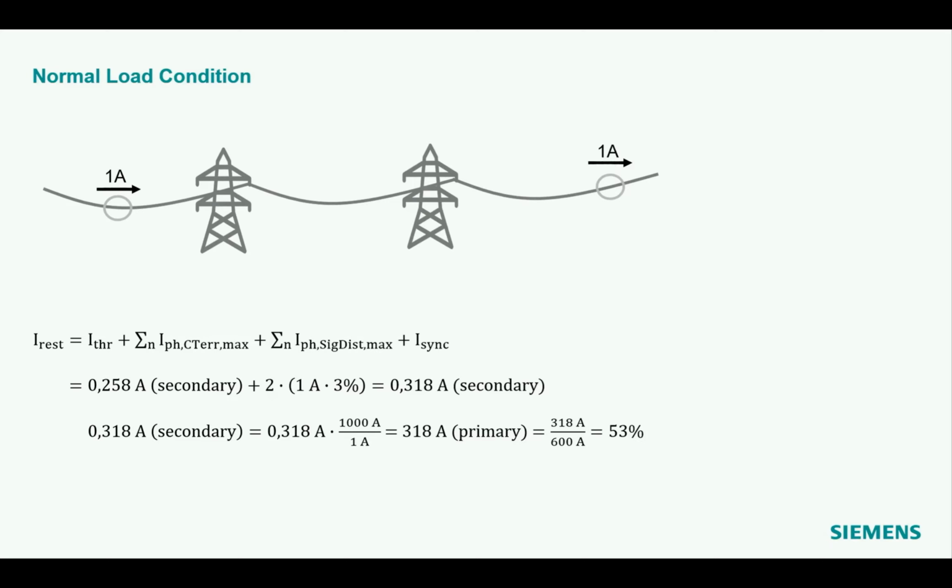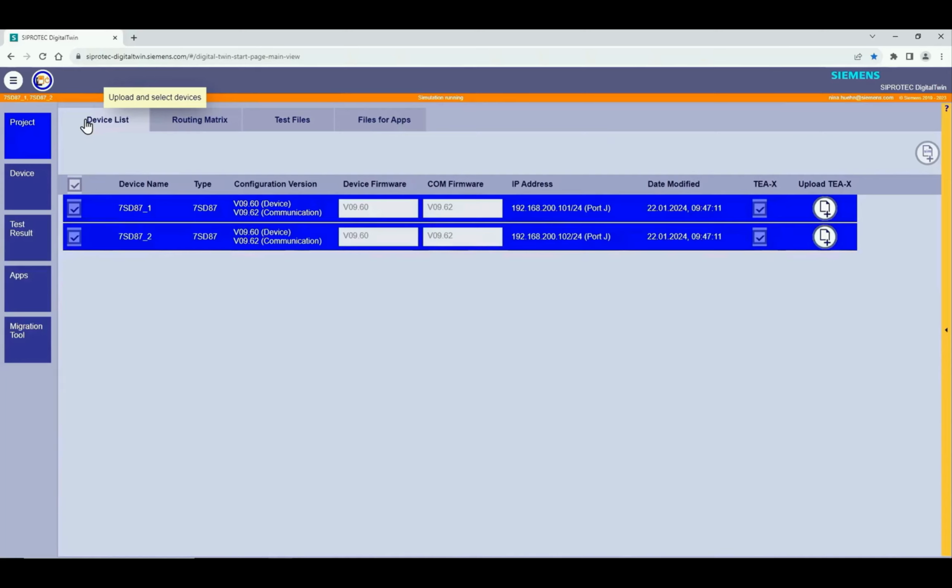Differential current and restraint currents are always displayed as percentage values, and percentage values related to the nominal current. So we take our 318 amps, divide them by our nominal current of 600 amp, and the result is 53%. So now I want to show you in the digital twin if our calculation is right.